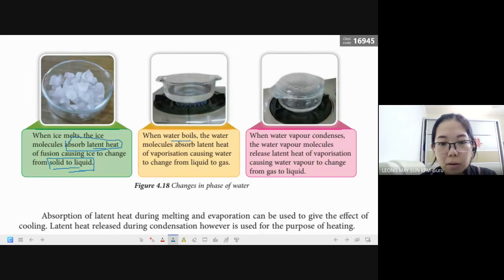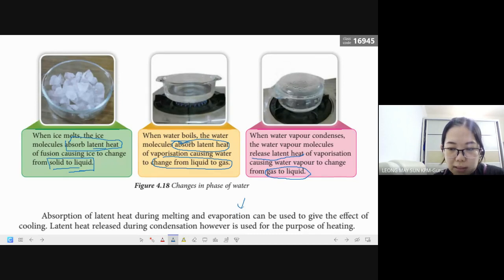When the water boils, all right, the water molecules absorb the latent heat, causing it to change from liquid to gas. So when the water vapor condenses, the water vapor molecules will release heat energy. All right, it will release the heat energy when it changes from gas to liquid. So that's the reason why I put this down here.